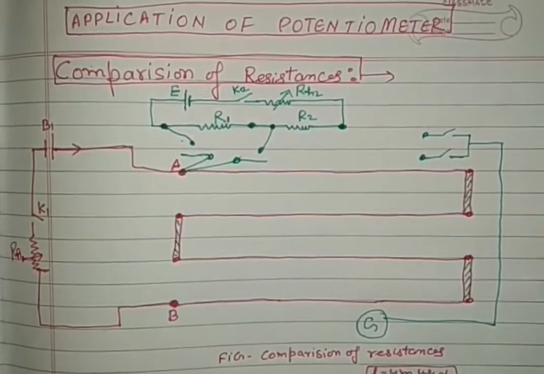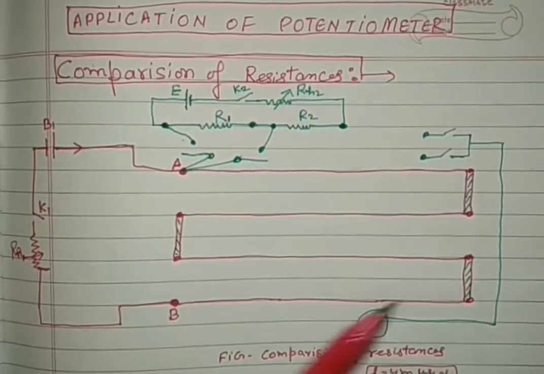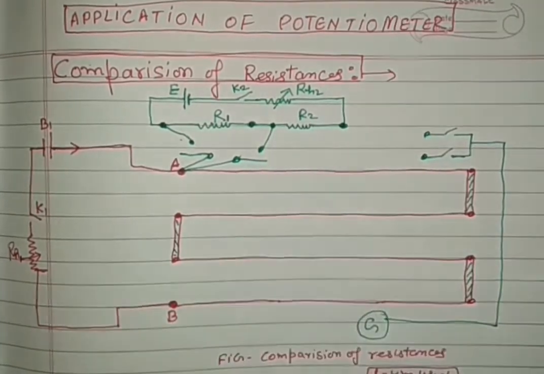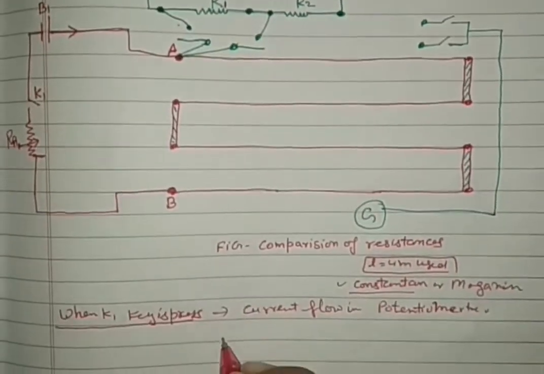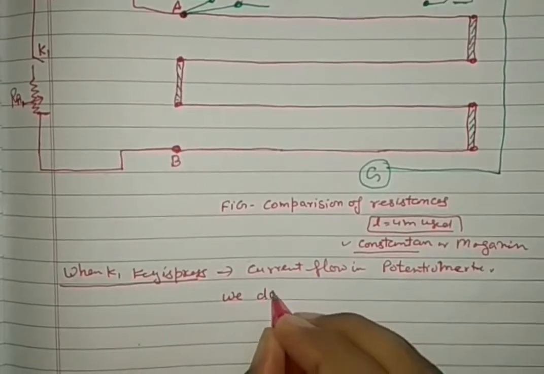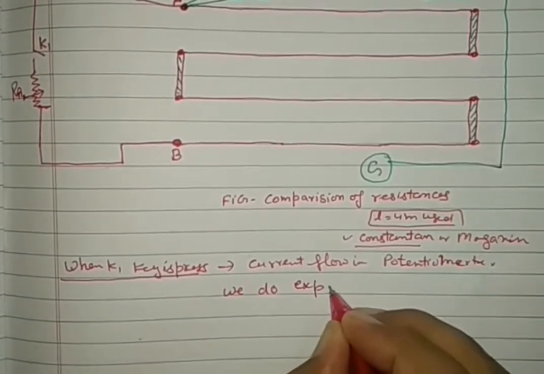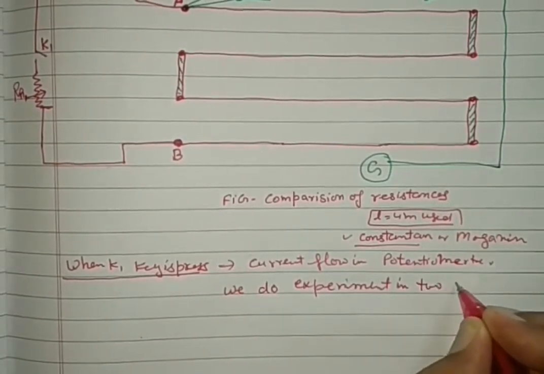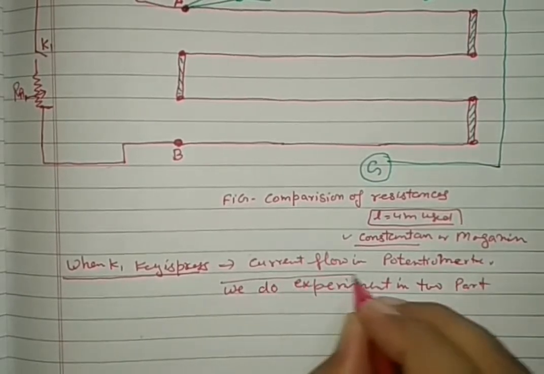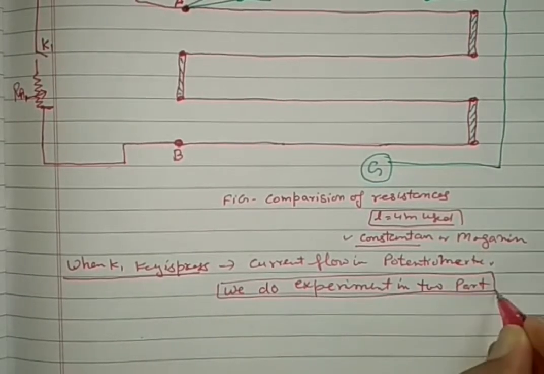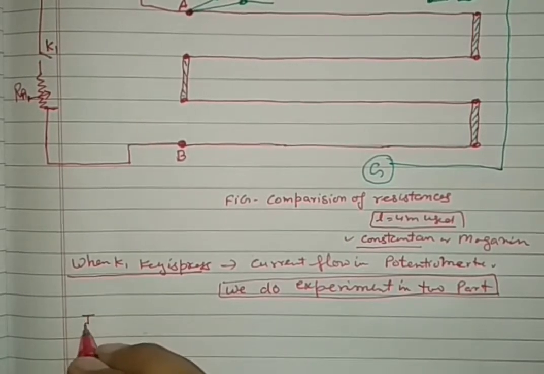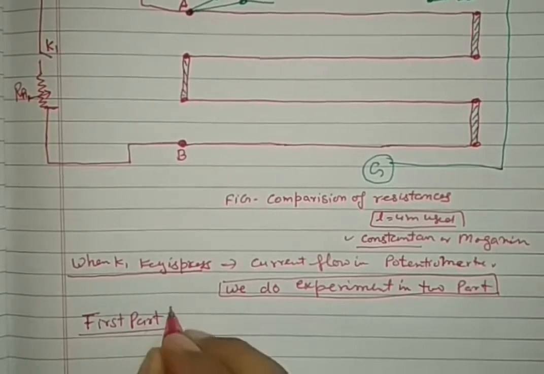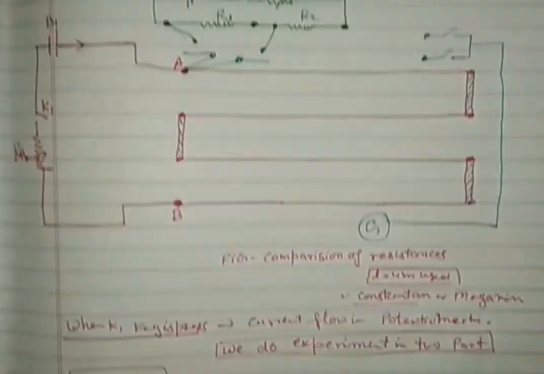Now see carefully what is required to do. Now 4 keys are present. We are doing this experiment in 2 parts. We are going to see what we will do in the first part. Now focus again on the diagram to see the first part.